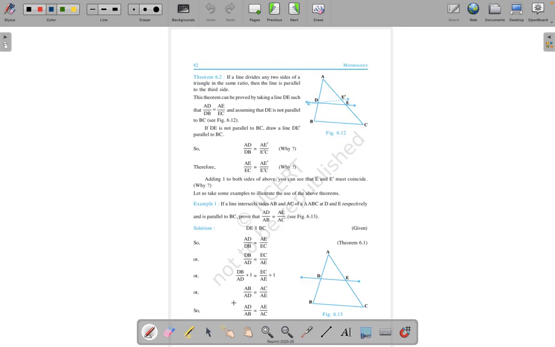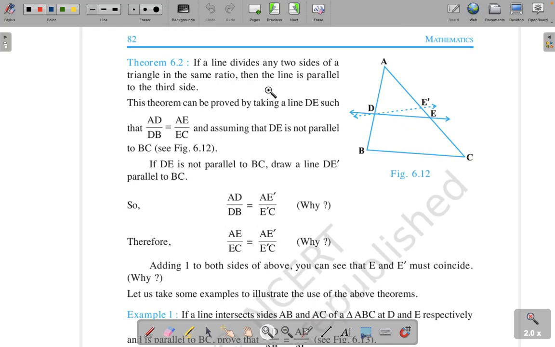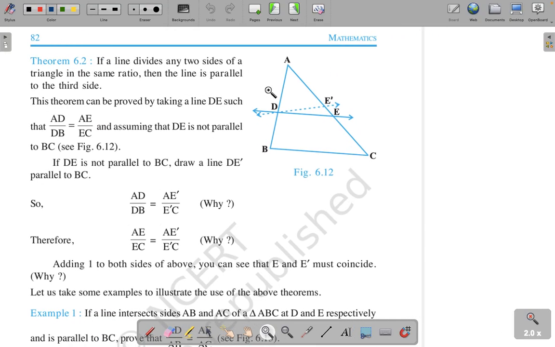Now from BPT, we have its converse. Converse means the opposite. BPT said if you draw a line that is parallel to the third side, then it will divide the sides of the triangle in proportion. Converse of BPT is if the sides are proportional, then this line must be parallel to this.